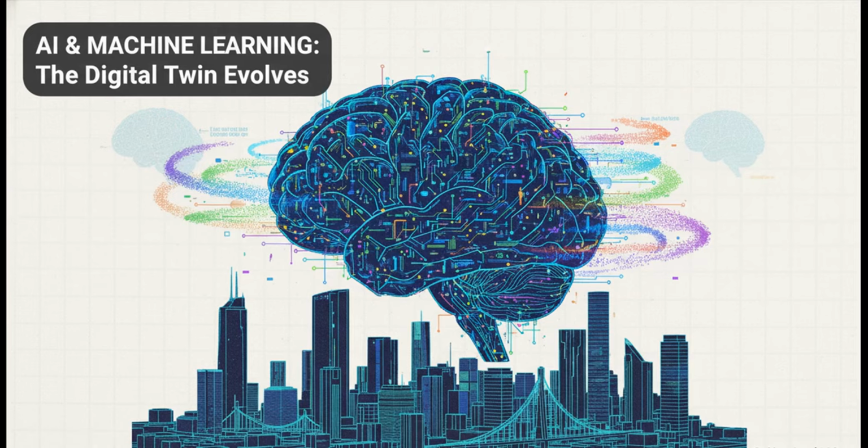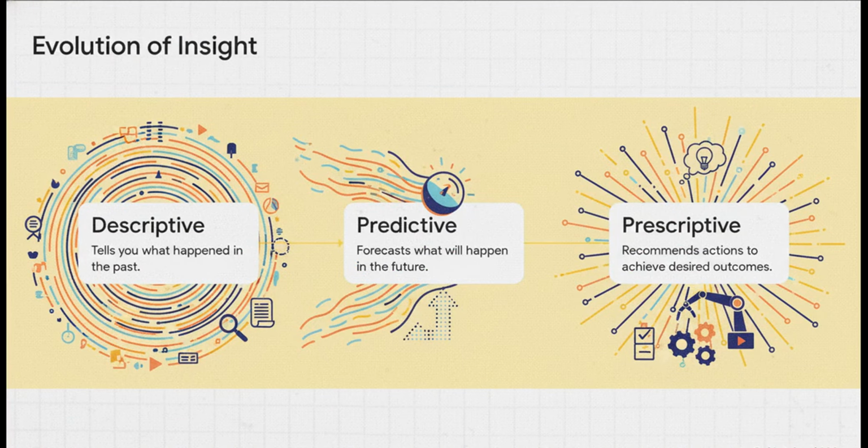It actually started to learn. It's analyzing mountains of historical and real-time data, spotting these super subtle patterns that a human could never see, and learning the signals that predict what's just around the corner. This slide maps out that evolution of intelligence perfectly.